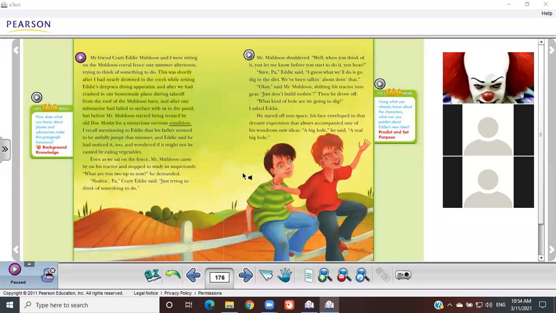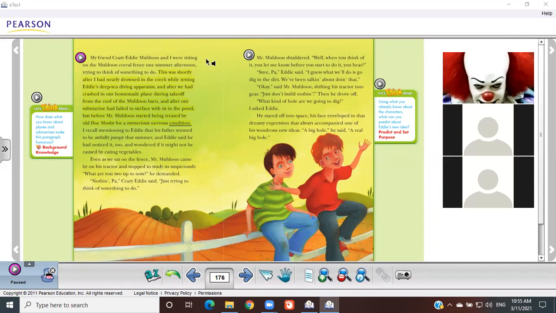Here, Mazen, our author introduced two characters, right? Who are they? Eddie Muldoon and Mr. Muldoon. No, Eddie Muldoon and the narrator himself. Very good, Mazen. Mr. Muldoon is also a character, but that's the third character. We need two characters here: Crazy Eddie Muldoon and the narrator himself, the narrator or the author. Very good, amazing. Now, what were they doing? They were what?